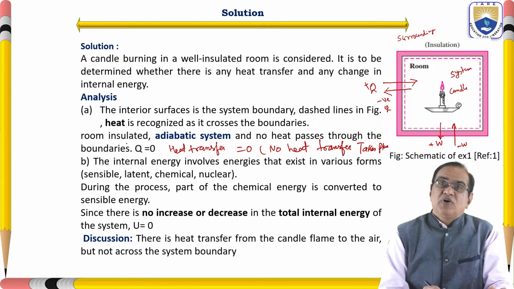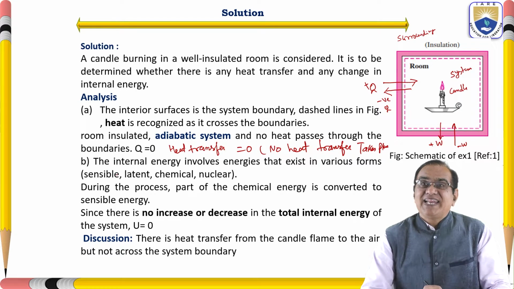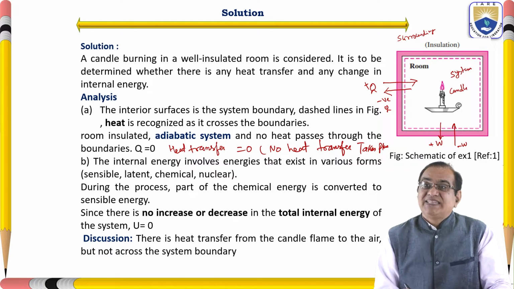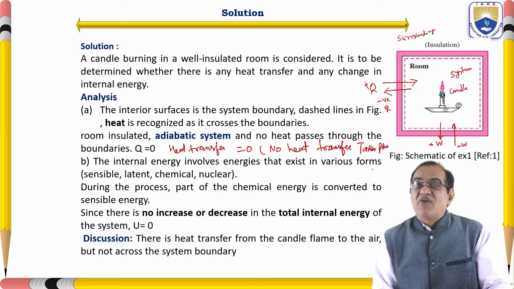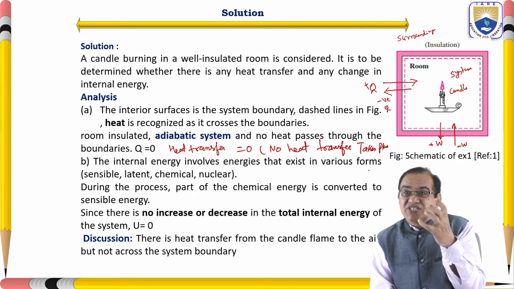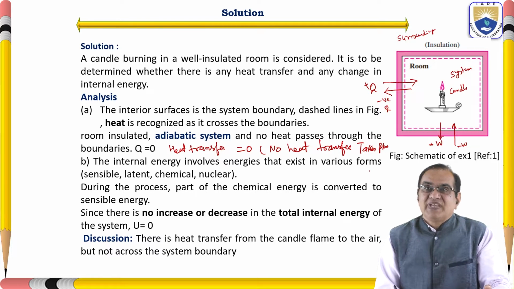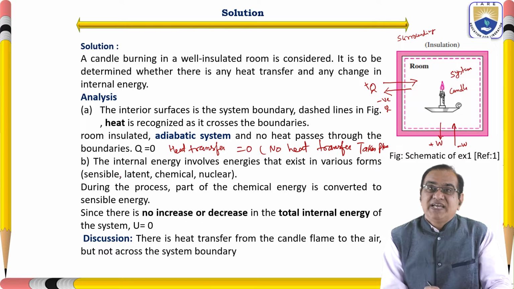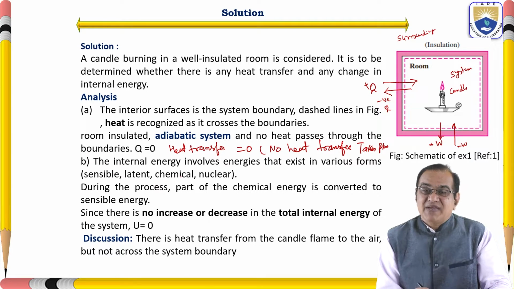Second thing, we have to see that the internal energy involves energies that exist in various forms. So what is the internal energy? Internal energy, the heat exists in various forms of energy. So here it may be the sensible heat, it may be the latent heat, it may be the chemical heat, it may be the nuclear heat. So this type of heat is called the internal energy.